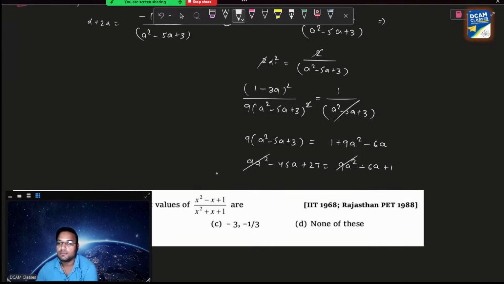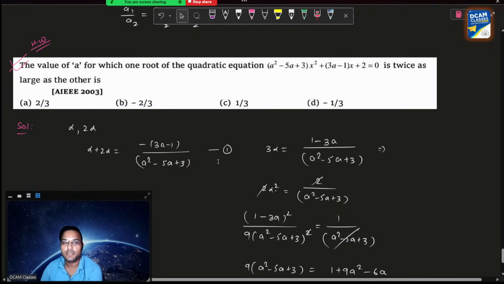So you can solve them. 45 minus 6 into a is equal to 26. Are we getting anything? A is equal to 26 by 39 we are getting, which can be, 13 2s are 26, 13 3s are 39. A is equal to 2 by 3.